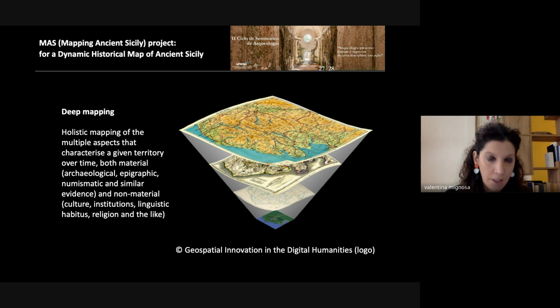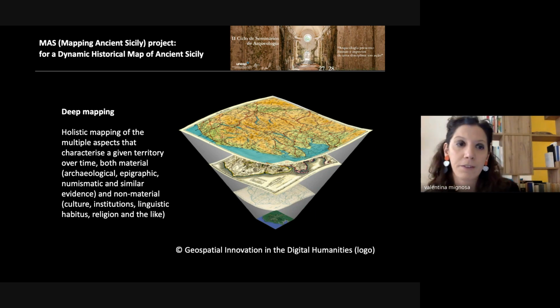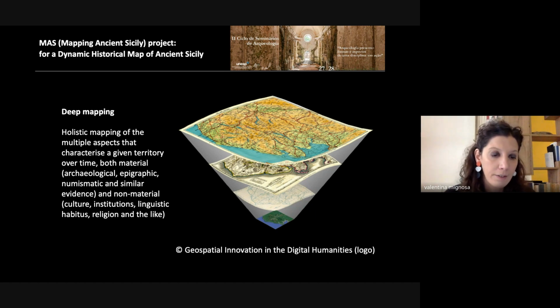So to search the data and look for patterns, for example, or see the big picture of the data all together in one map. In other words, a tool that can show all the geographical, historical, and cultural features of a given territory in different historical periods and in a dynamic way.